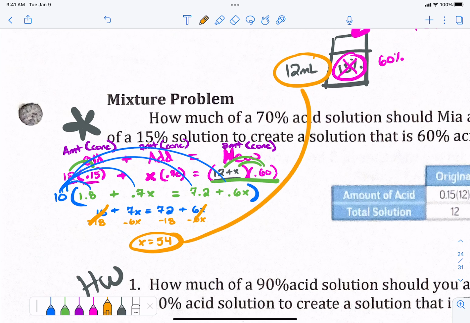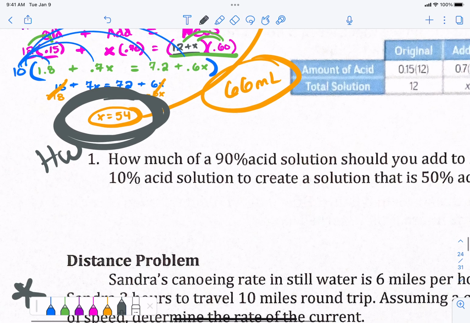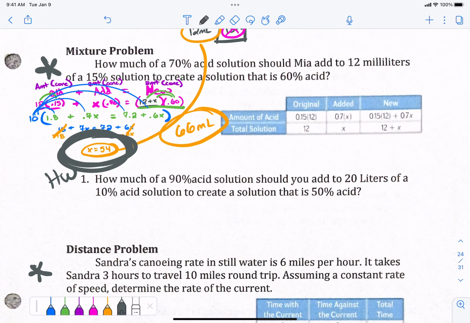They didn't ask for this, but total, how many milliliters is my solution going to be at the end? 66 milliliters. So I better have it in a big container to be able to add that much, right? That's how much I will have to add. Your final answer is 54. But just keep in mind that means that your total solution is going to be 66. Do you see how that works? Can you model number 1 after that? Number 1 is going to be exactly the same, but just with different numbers.